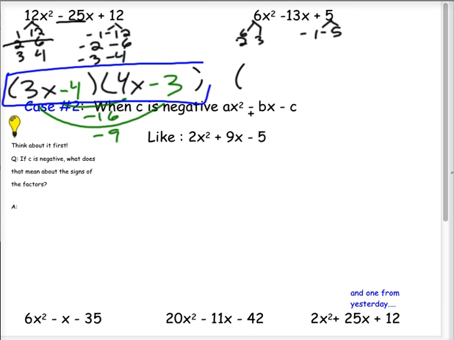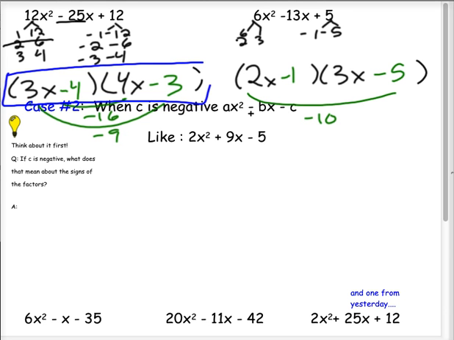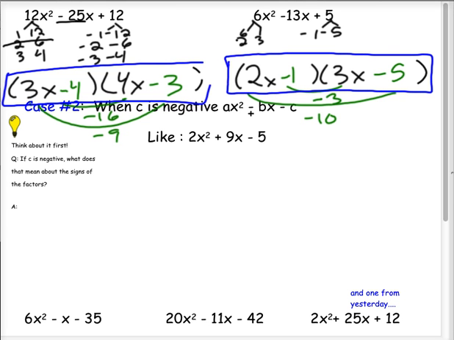So let's create our second structure, 2x and 3x. Let's see if we can make this work. So I'm going to plug in -1, -5, make my connections. So that's giving me -10. That's giving me -3. Oh, there we go. There's the -13 that I'm looking for. So this is going to be my answer.